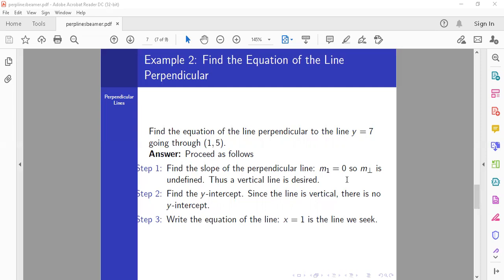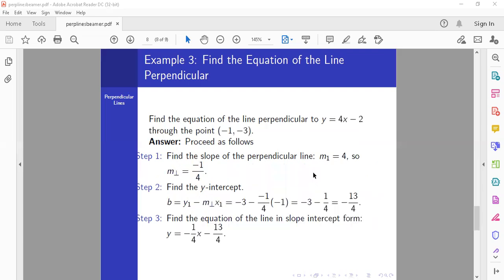So our second step is to find the y-intercept, but vertical lines don't have a y-intercept unless they are the vertical line x equals 0, but this one is not. But we do know that this particular vertical line has to go through the point (1, 5). Whenever you say a vertical line goes through a point, we just need the x-coordinate of that point, and that'll be enough to provide us with the line. So our third step is to write the equation of the line. x equals 1 will be the line we seek because it will be perpendicular to the line y equals 7, and it does go through the point (1, 5).